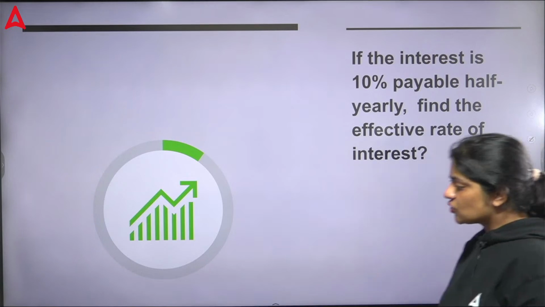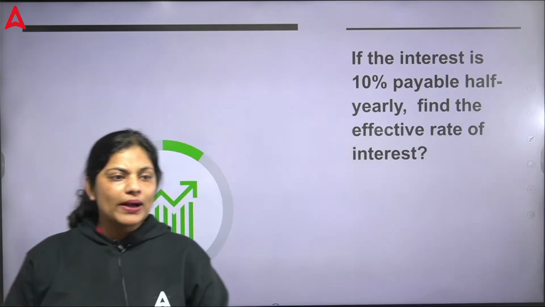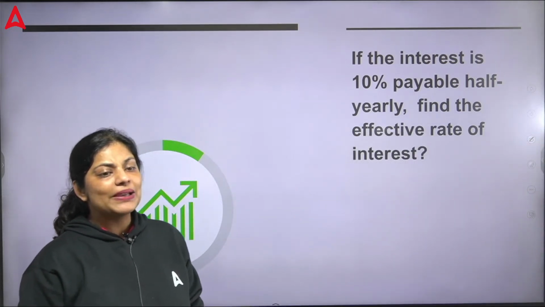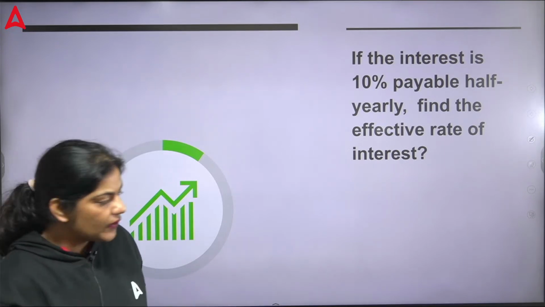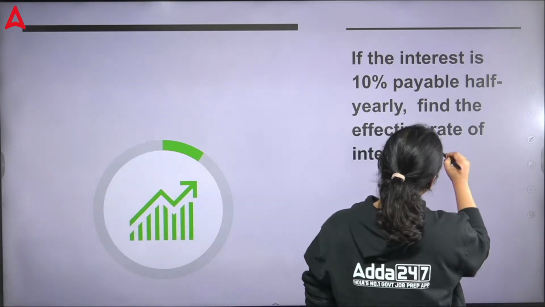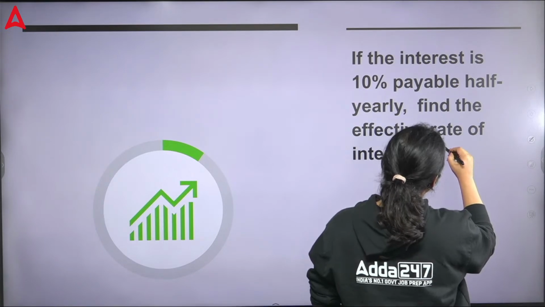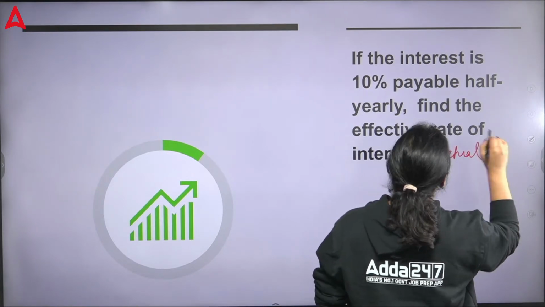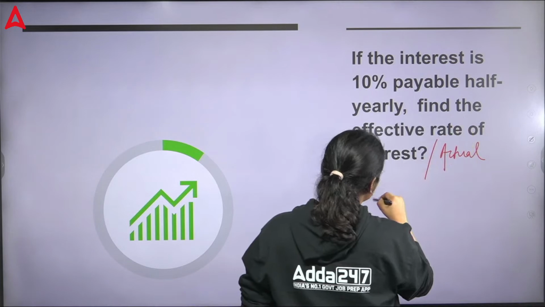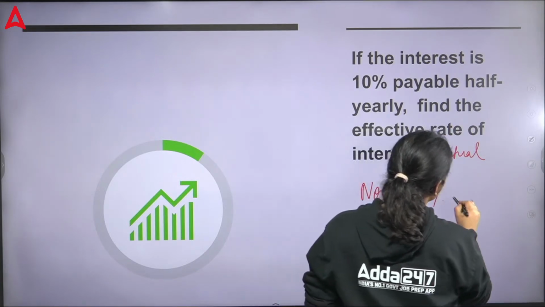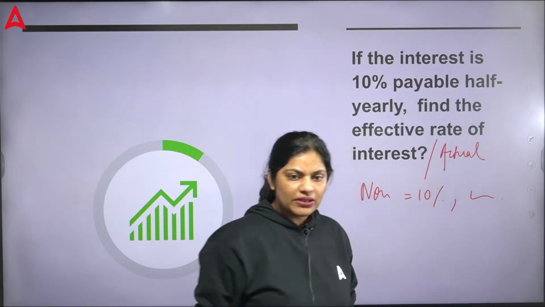Let's come to this question. Question number 1 says if the interest is 10% payable half yearly, find the effective rate of interest. Instead of effective rate of interest, if they would have said actual rate of interest, that is the same thing. If they would have said that the nominal rate of interest is 10% and interest is compounded half yearly, then also it is the same thing.